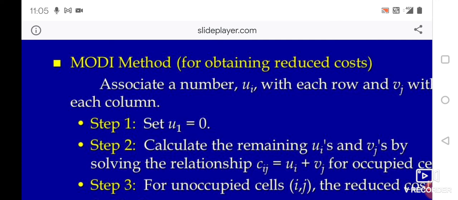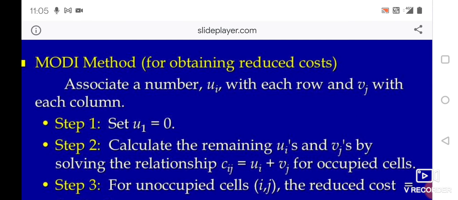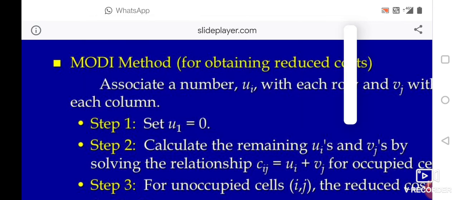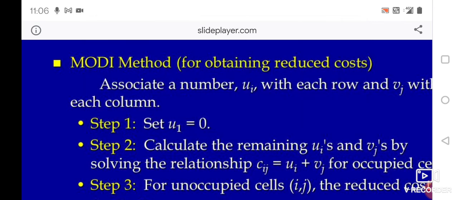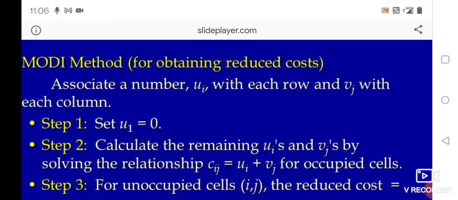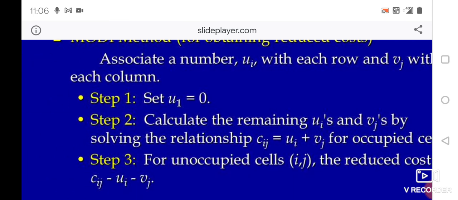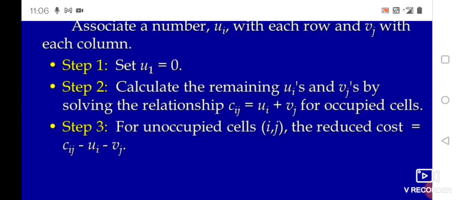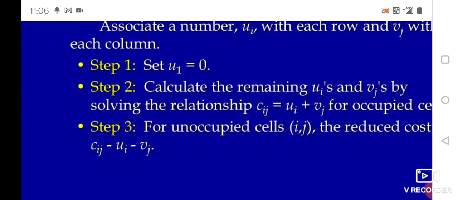Associate a number ui with each row and vj with each column. Step first, set u1 equal to 0. Second step, calculate the remaining ui and vj by solving the relationship Cij = ui + vj for occupied cells. And step third, for unoccupied cells ij, the reduced cost is equal to Cij minus ui minus vj.